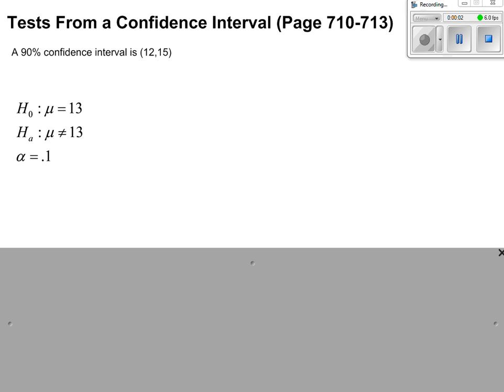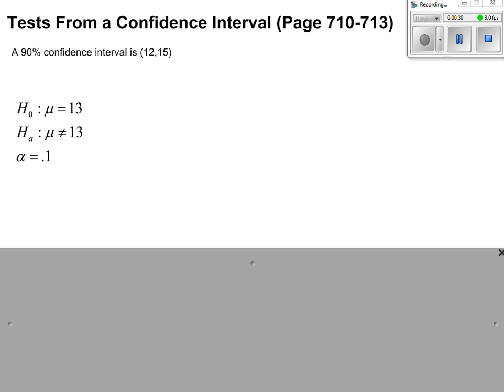All right, so we've done confidence intervals and we've done tests of significance. So what we want to do is talk about the one scenario where we can combine them. This is doing a test of significance from a confidence interval. It's on pages 710 to 713 of your text if you want a couple more examples and a little more in-depth explanation. Basically, this would occur after somebody did a confidence interval.